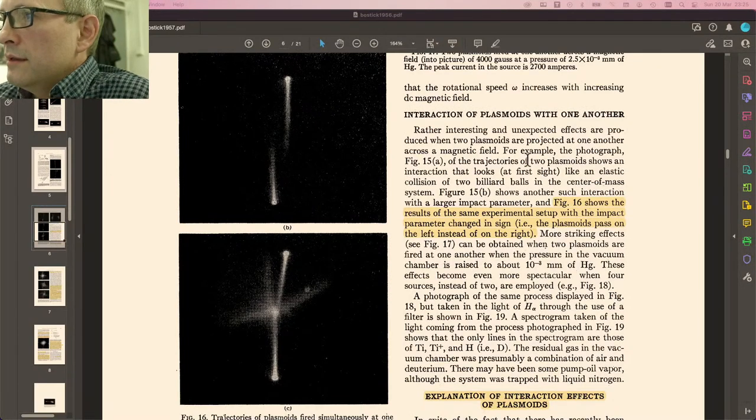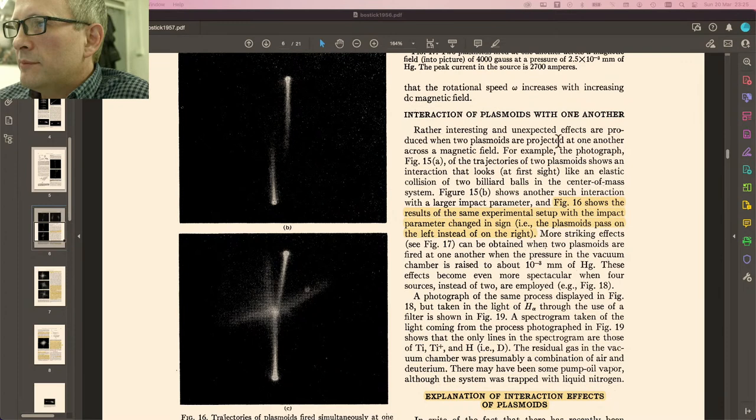So, interaction of plasmoids with one another. Rather interesting and unexpected effects are produced when two plasmoids are projected at one another across a magnetic field. For example, the photographs in figure 15 of the trajectories of two plasmoids show interaction that looks at first sight like an elastic collision of two billiard balls in the center of mass system.